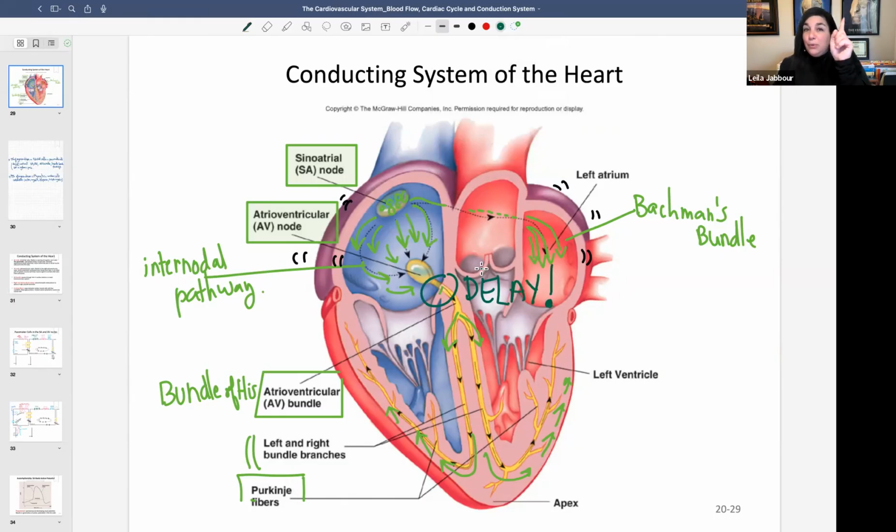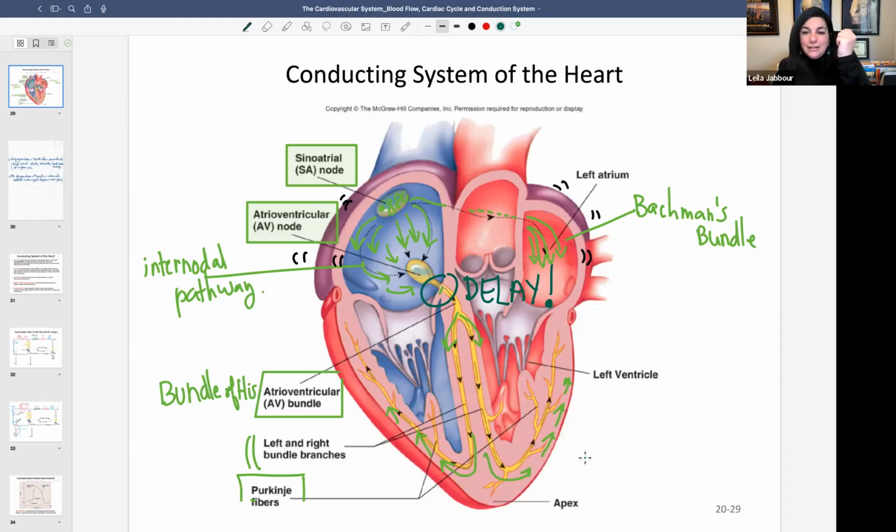And this delay is going to be really important because remember, there is contraction going on in the atrium. The atrial systole is already going on. The atria are contracting because the signal propagated across the atria. But we don't want to start the ventricular systole quite yet because we want to make sure that the atria really push as much of the blood as possible downwards. So we want to make sure the ventricles fill to the maximum capacity before they start contracting.